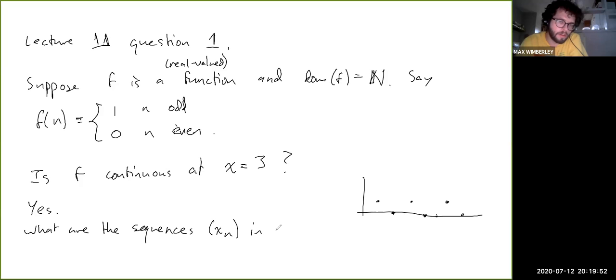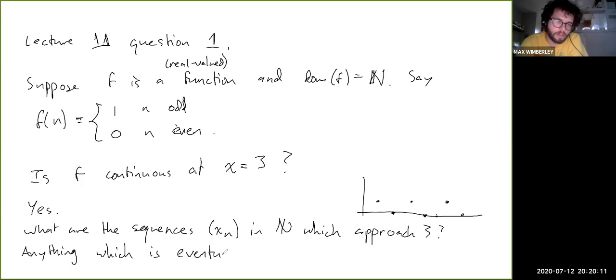x_n in N which approach 3. Well, anything which is eventually constant, right? If the values x_n are only allowed to be positive integers, then the only way this sequence can actually converge to 3 is if eventually, after some point, it's always equal to 3, right? x_n has to be 3 for every value of n past a certain capital N.